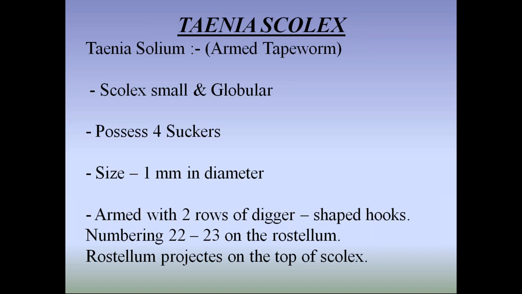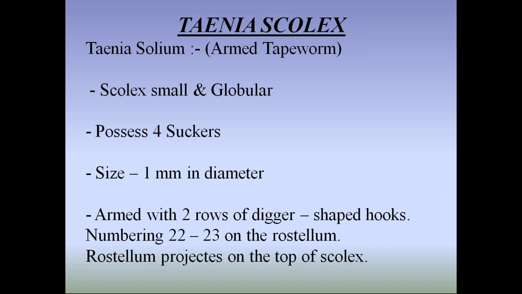What is the definitive host? The definitive host of Taenia solium and Taenia saginata is man. The intermediate host in the case of Taenia saginata is cattle, cow or buffalo. In the case of Taenia solium, the intermediate host is the pig. Which organ is affected? The intestine, particularly the small intestine, is affected.